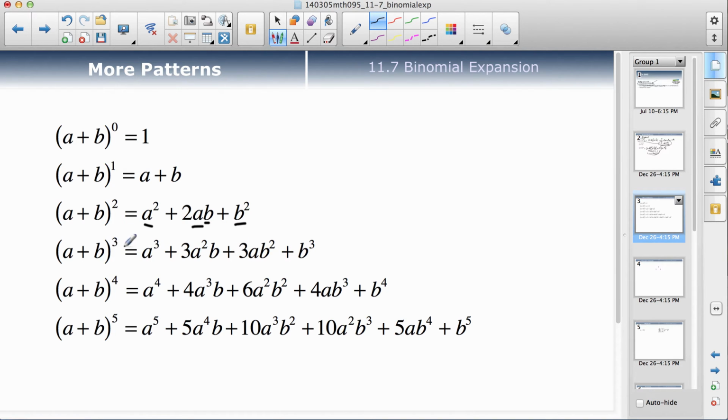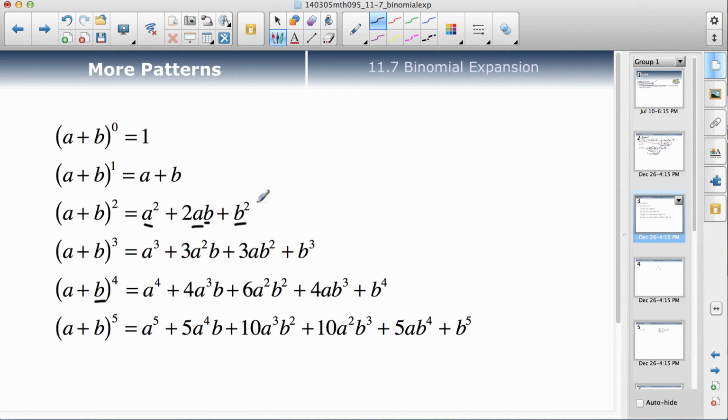So this number here sort of indicates what the power will be, and it'll be whatever the power is in this last slot over here. Same thing with this one. So a to the 4th, cubed, squared, to the 1st, to the 0. And then the b's, or this last term, goes the other way. Okay, so hopefully you're seeing some kind of pattern there.